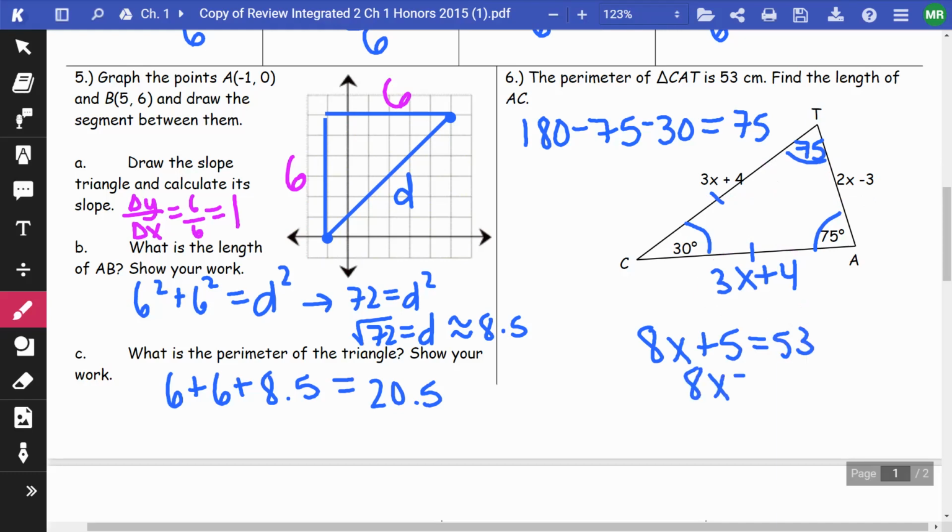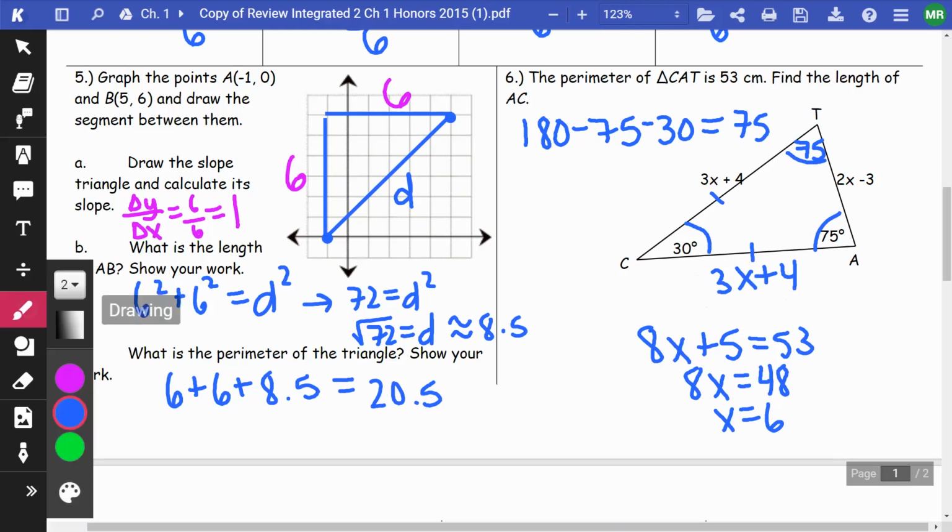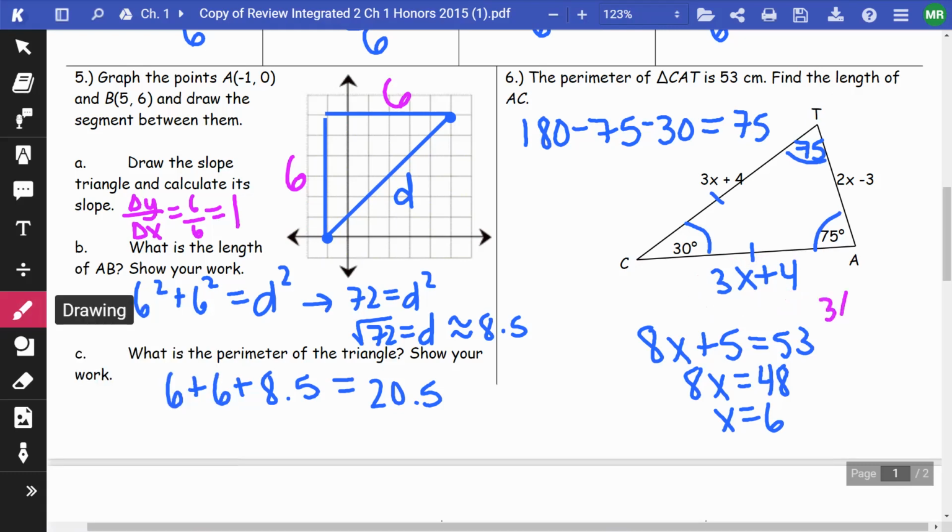So 8x is equal to 48. So x is equal to 6. And then what they want us to find is the length of AC. This is the length of AC. So I'm going to plug this right into this equation or expression. So I am going to have, let's change the color here. 3 times 6 plus 4, 18 plus 4, 22. That is my answer for the length of AC.